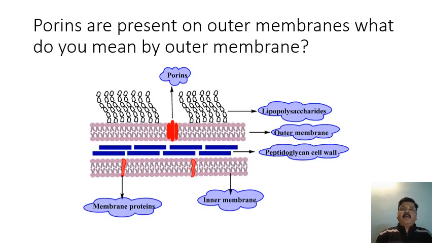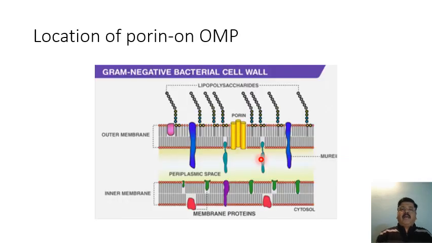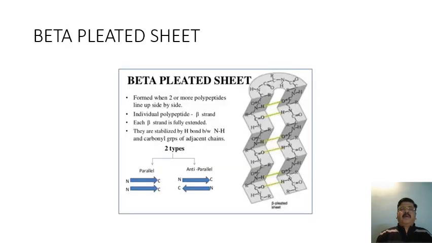As you can see, the location of porin, the porins are here, which are red colored, inserted on the outer membrane proteins of gram-negative bacilli. Here in another diagram you can see the porin, where three molecules of the proteins are seen, that is called homotrimers, which is present on the outer membrane protein.